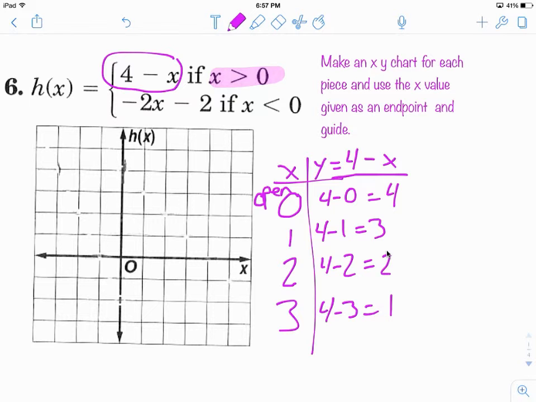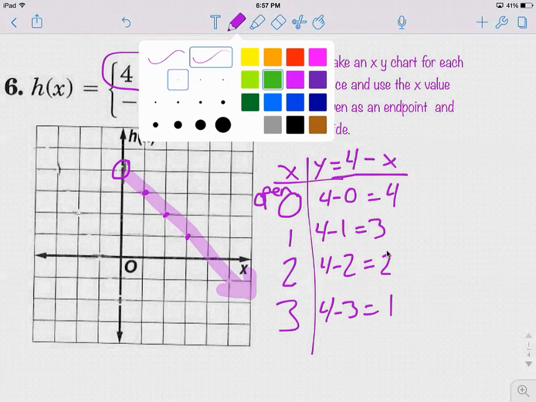And it could continue to go. So I want to do my points starting with my 0, 4, which is an open circle. And then we have these other points right here that we said. And we want to connect them from that point. So this is going to continue on. You can kind of see the writing in the background. That piece would continue to go as such.